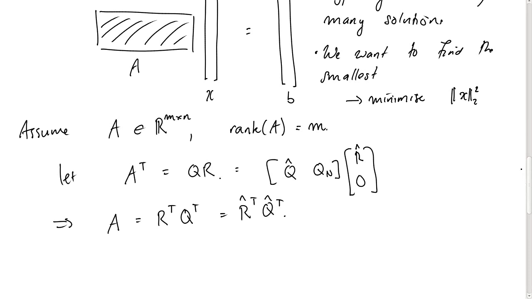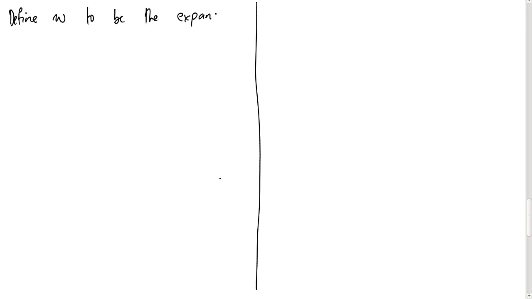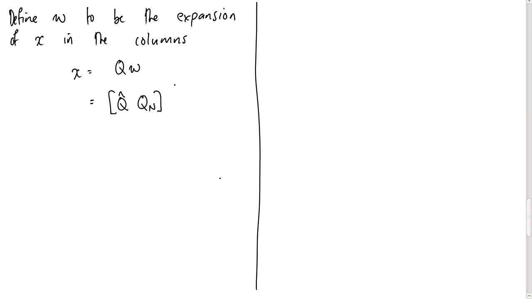Now, to make our life a bit easier, we're going to write a new vector w to be the expansion of x in the columns of Q. That means we write x as a linear combination of the columns of Q and the coefficients are w. We can write this in pieces like we were before. Q is equal to Q hat and Qn, remember? And I'll write my w in 2 pieces as well of corresponding sizes, u and v. So that equals Q hat u plus Qn v. Why have we done this? Well, it'll become clearer soon.